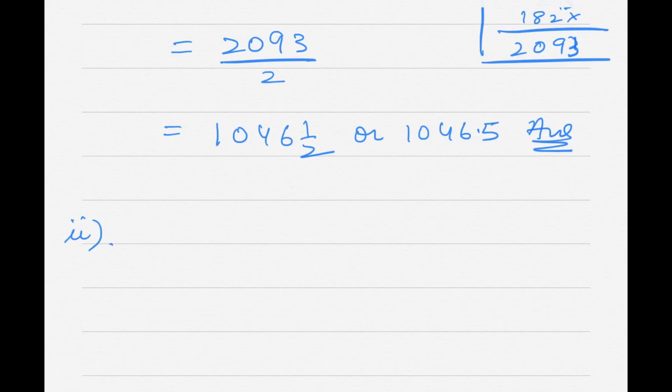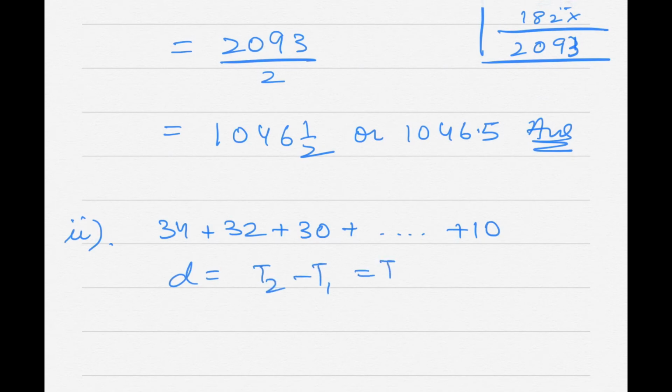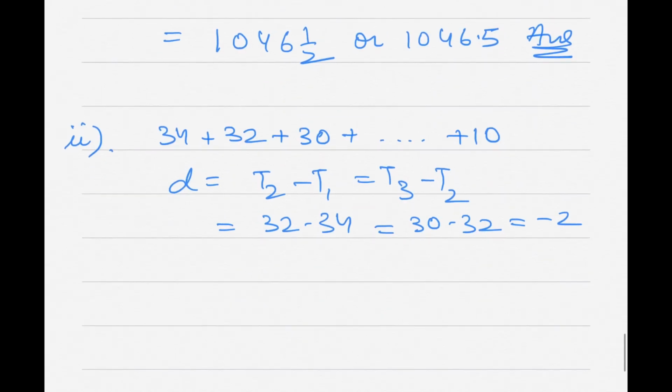So the second part is 34 plus 32 plus 30 and so on plus 10. Again, from this I can see that d is equal to the second term minus the first term, equal to the third term minus the second term. So this would give me 32 minus 34 should be equal to 30 minus 32. So yes, I am getting minus 2. So that is my common difference, and I have proved that these are in AP.